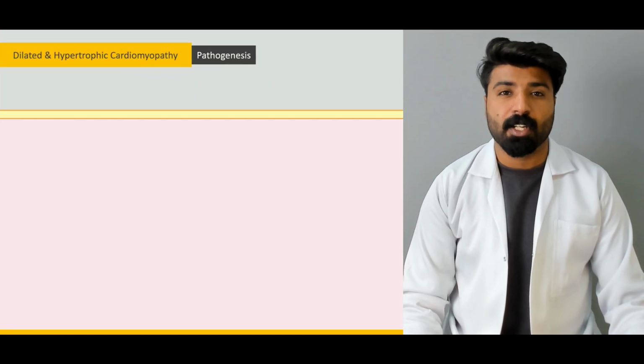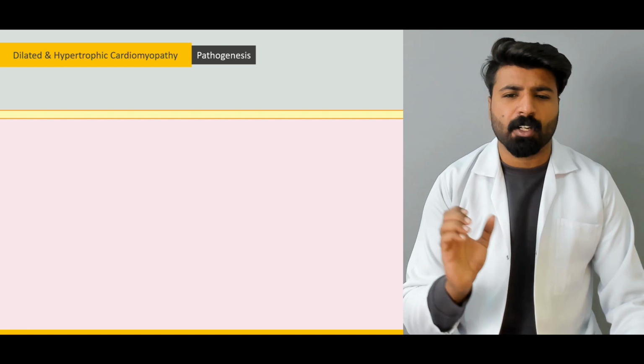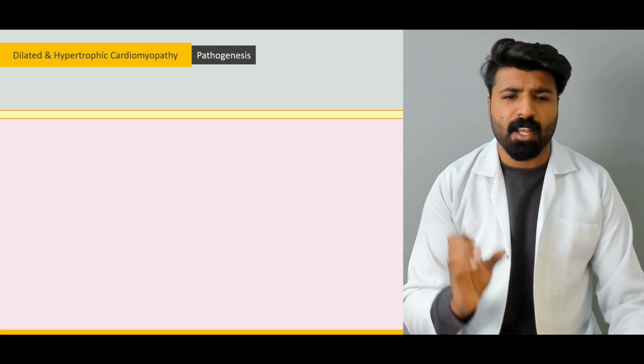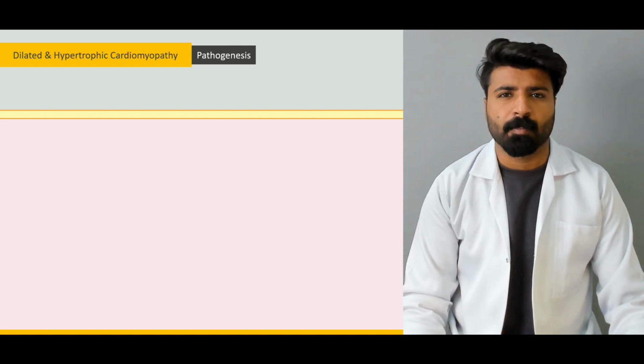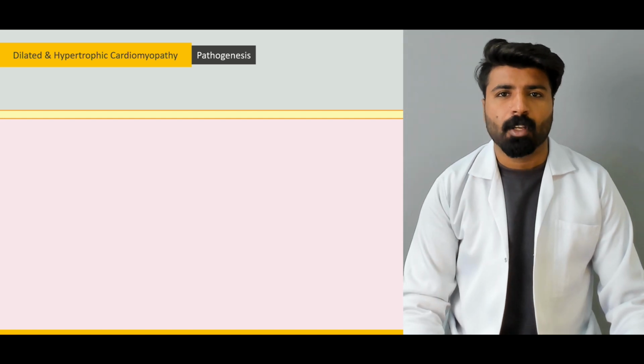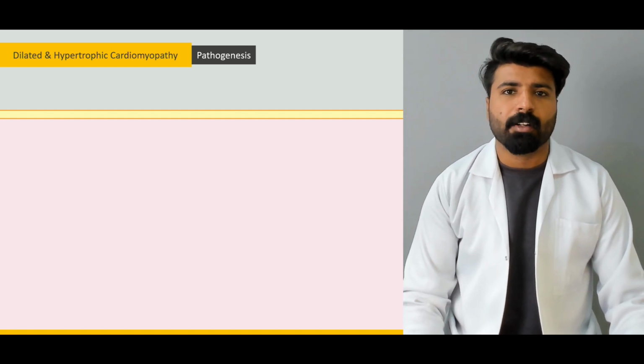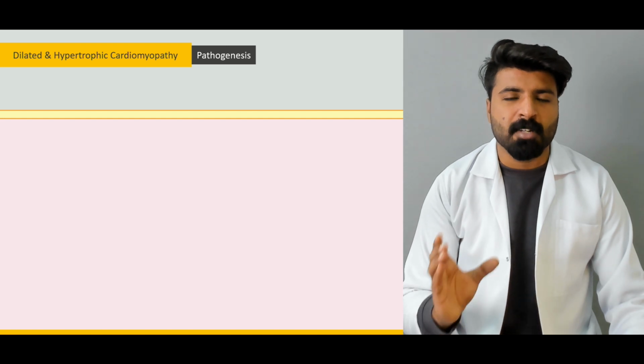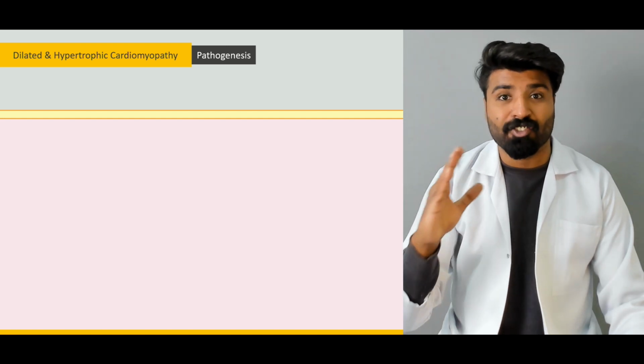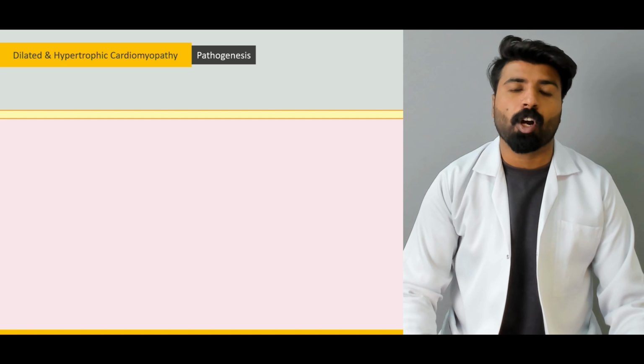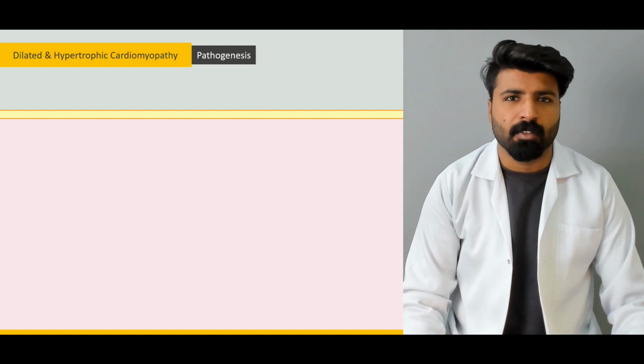Next on we have pathogenesis of dilated and hypertrophic cardiomyopathies. So what's the difference between the pathogenesis of dilated and hypertrophic cardiomyopathy? The difference is very minute, because we talked about it that these pathogenesis must be intrinsic. There must be no extrinsic factor. And when we talk about intrinsic, what factors do we have?